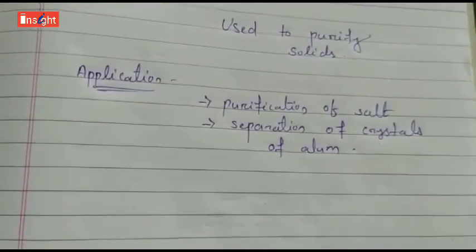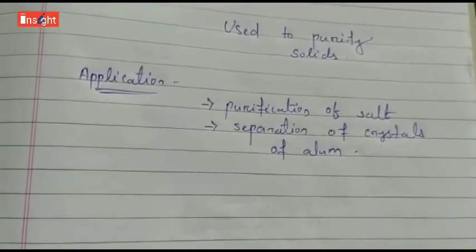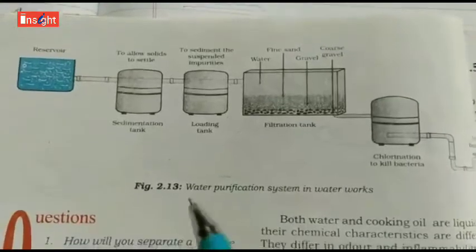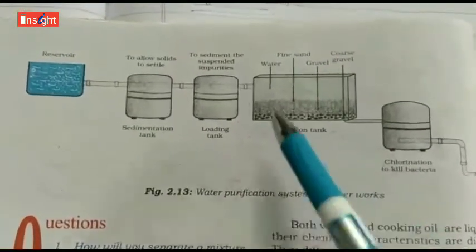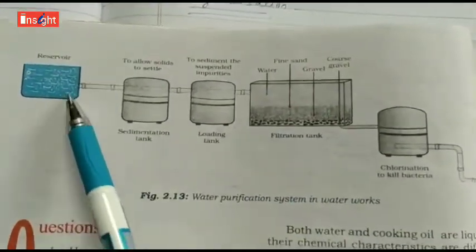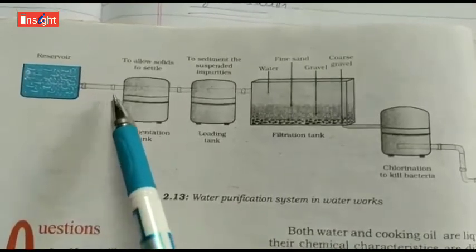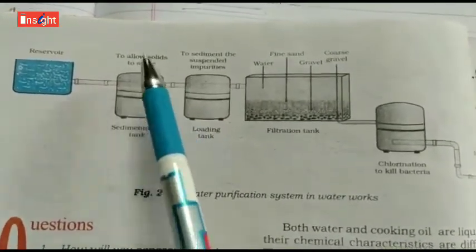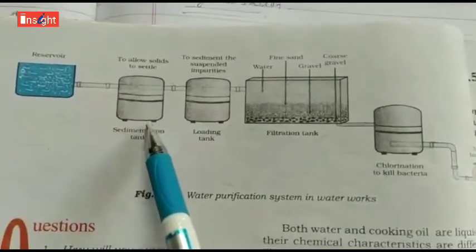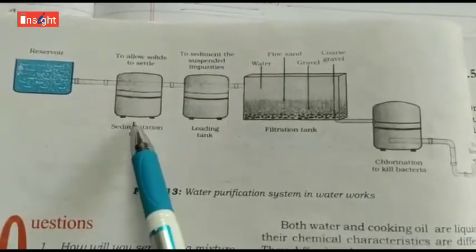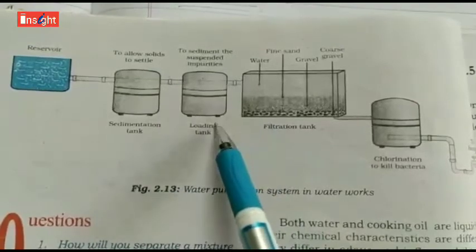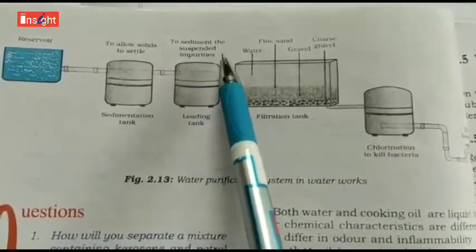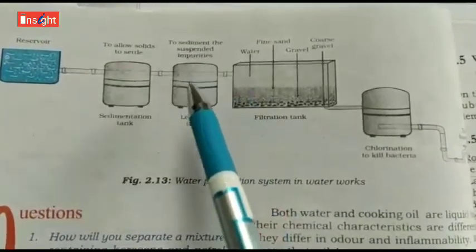In cities, drinking water is supplied from the water works. Here you can see the water purification system in water works. First of all, the reservoir contains water, then the water is allowed to pass to the sedimentation tank, where the sediments are allowed to settle down. Then it is passed to the loading tank, where the suspended impurities settle.